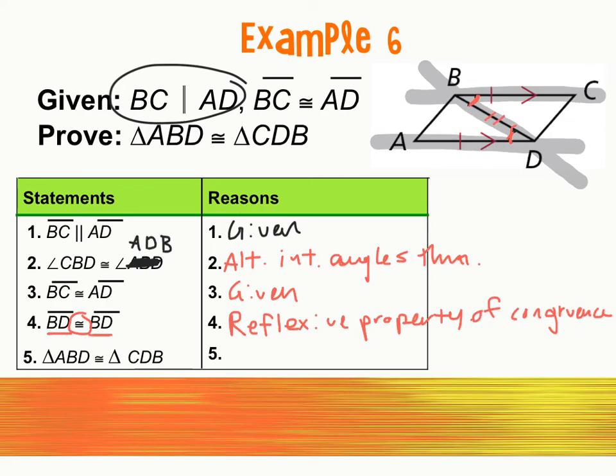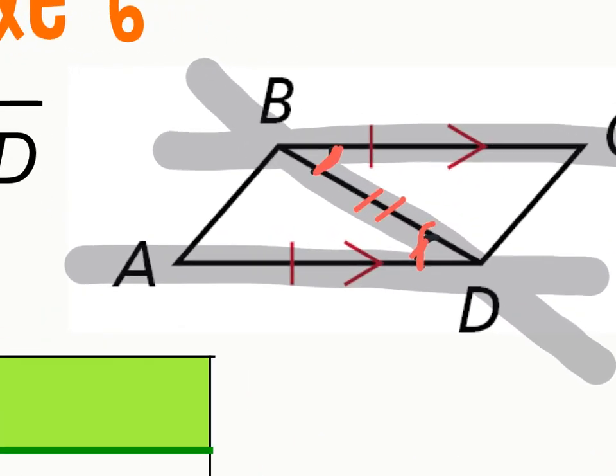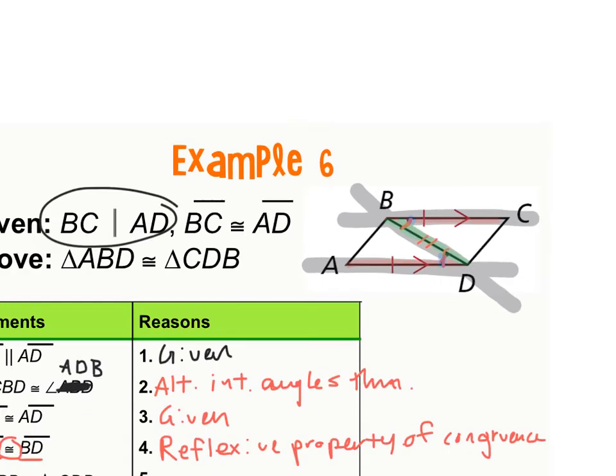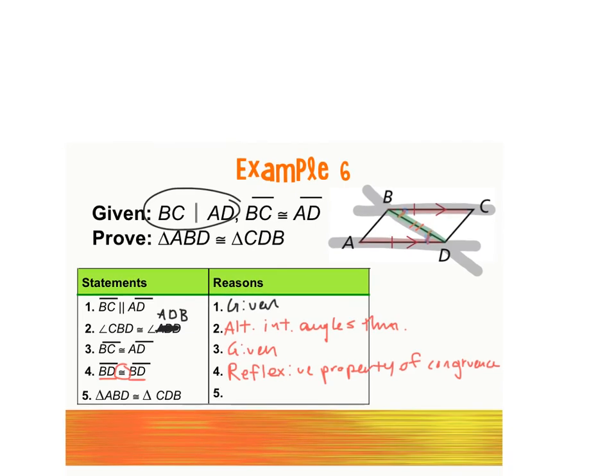So here we have one side that's congruent to another side, and an angle that is congruent to another angle, and another side that's congruent to the other side. So we have a side, an angle, and a side. So we know that these two triangles are congruent because of the side, angle, side postulate.